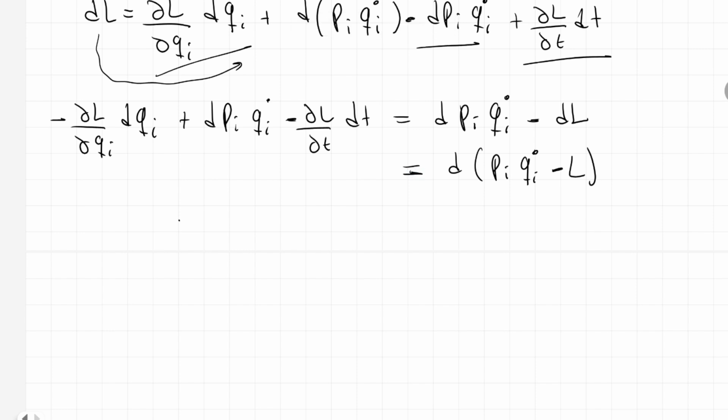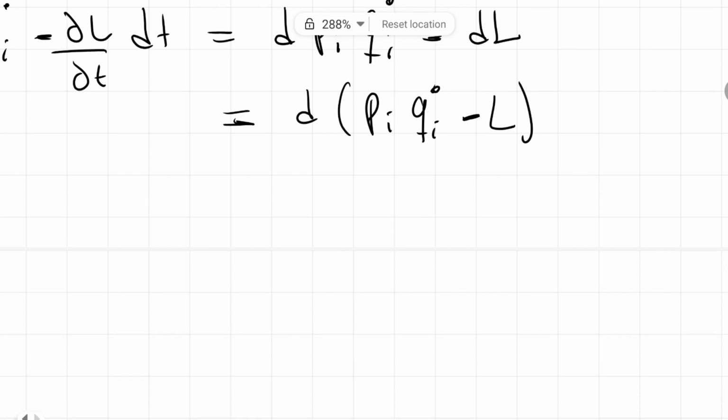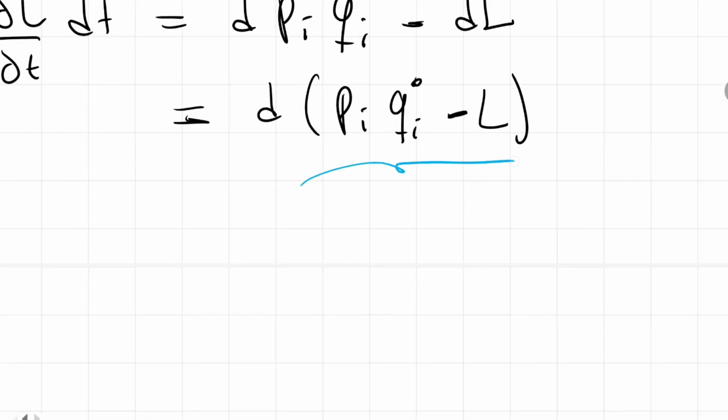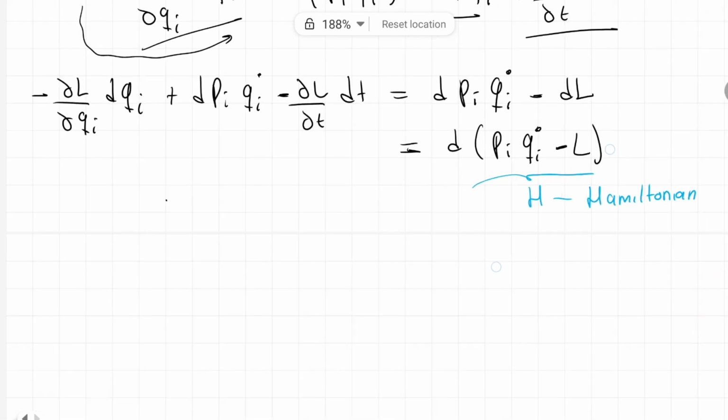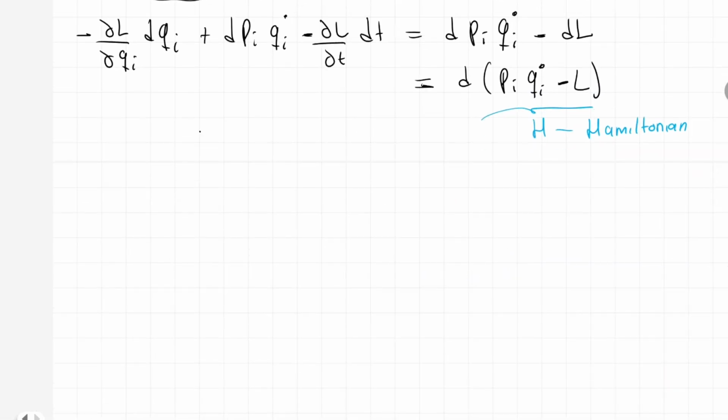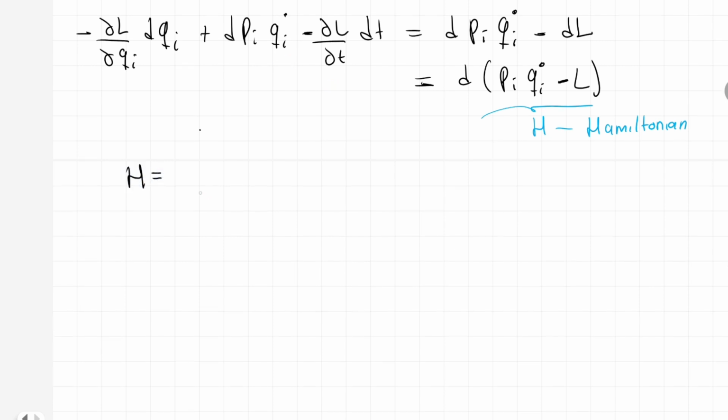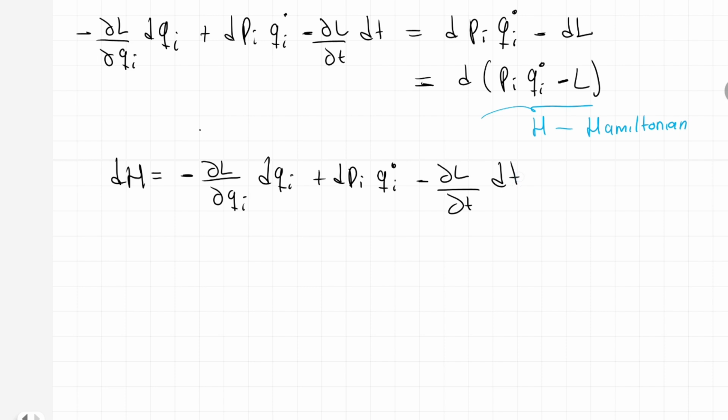So here is the important thing of the video. That function K that we were working with can be found with this expression that we have here. In general, it will not be named K. Actually, the letter used is H because this function is known as the Hamiltonian function. Okay, perfect. So if we substitute that, the differential of the Hamiltonian is going to be minus the partial of L with respect to qi dqi plus dpi qi dot minus the partial of L with respect to time dt.